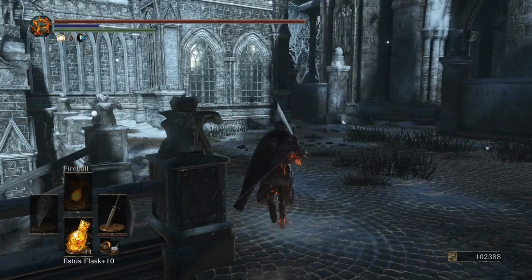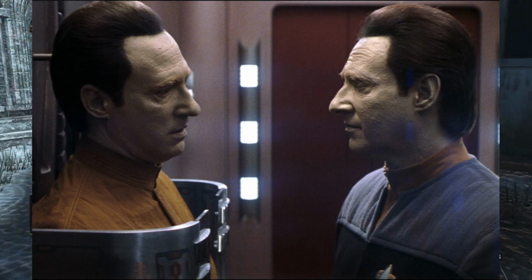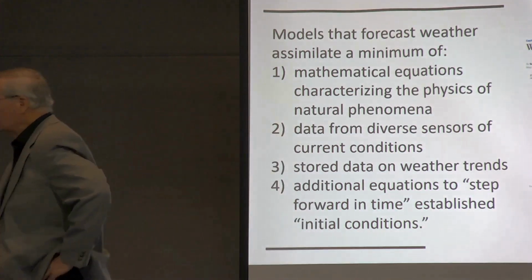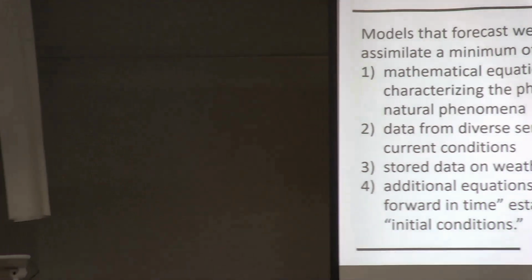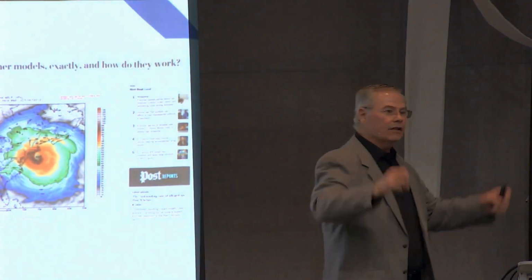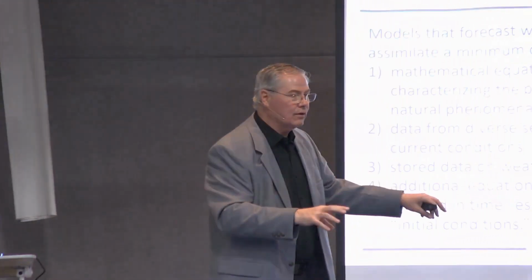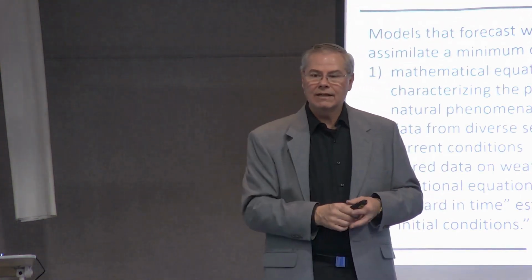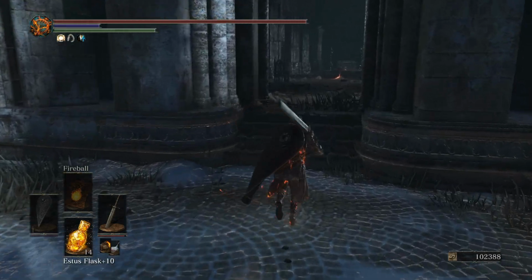Previous data is important because it's what came before. And then 4, they put together these incredible equations which are able, as they say, to step forward in time and establish initial conditions. So they've got the models, they've got the real-time data that they're collecting, they've got all the historical data that they've stored up, and they're putting it together and they're predicting what's going to happen next week. Yep, that's the kind of thing we call science.